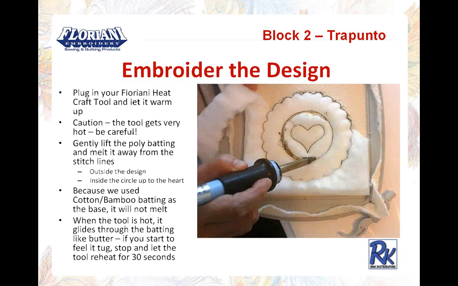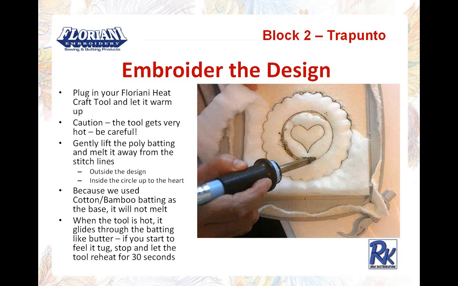Next thing you want to do is plug in your Floriani Heatcraft tool and let it warm up. You want to be very careful because this tool gets very hot. Make sure you only touch the handle. And you want to then gently lift the poly batting, and what we're going to do is we're going to melt it away from the stitch line. So instead of getting in there with the scissors and cutting, we're going to be using the Heatcraft tool to cut it away. And you can see in the picture here, we've cut a little bit of the outside so you can get the idea, and you can see in the picture they're cutting the inside.